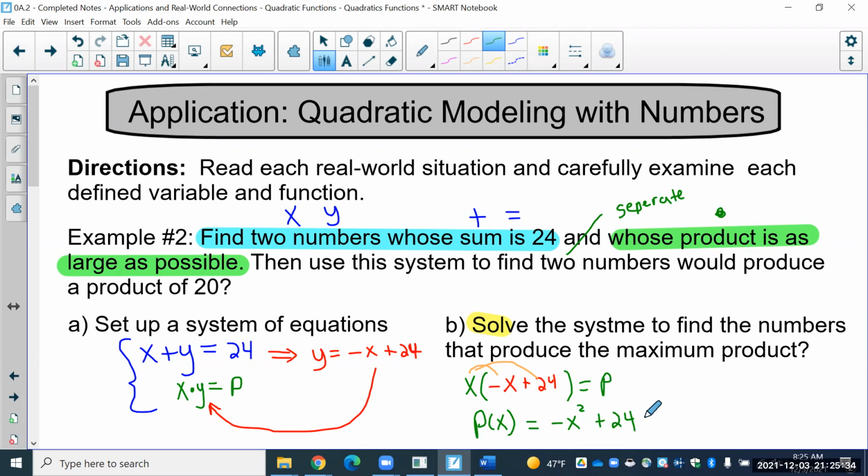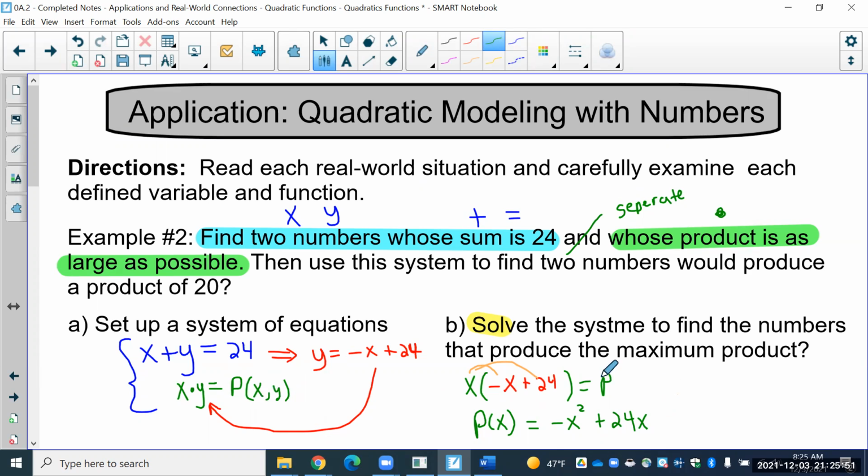Notice that that now says p of x. Over here, I just left it p because it was p of x and y. I guess you really could write it like that. Maybe that would help, say p of x and y. But over here, now I have p in terms of x only, which is going to allow me to solve it. I couldn't solve this with two variables.